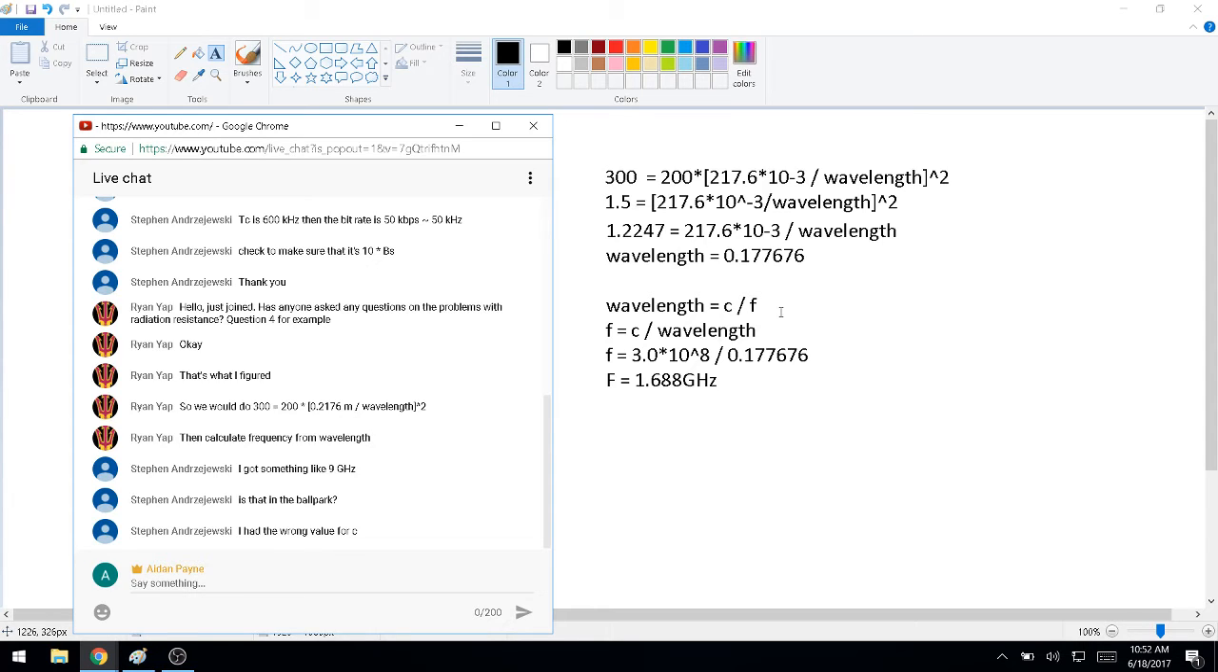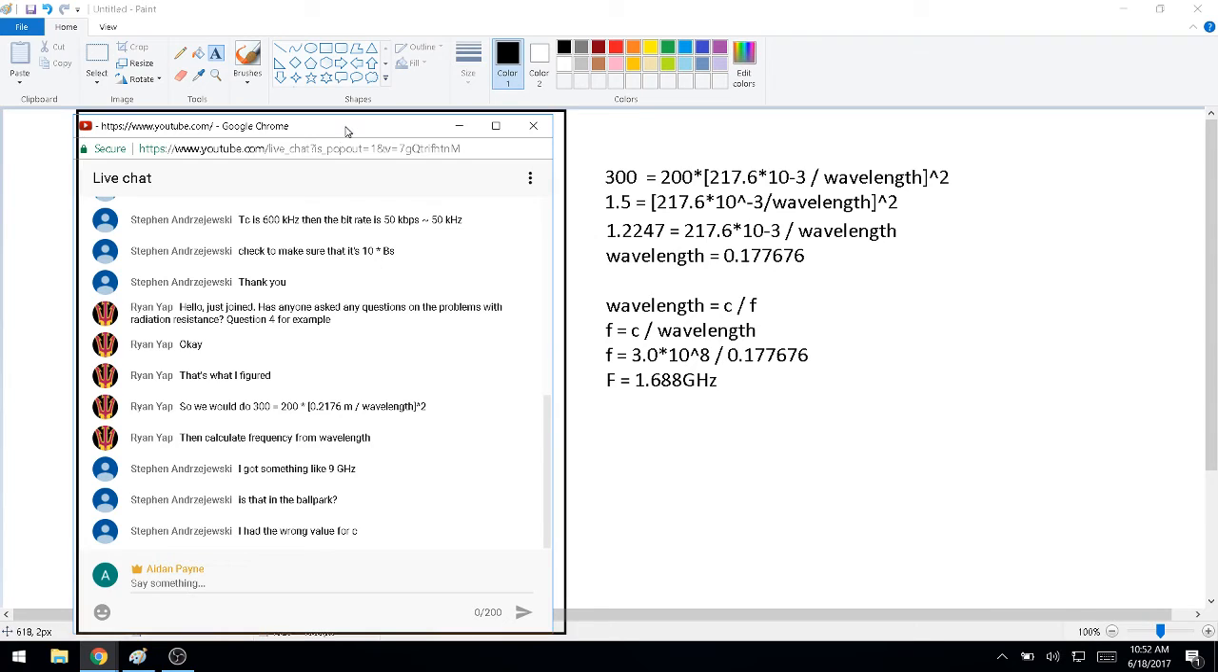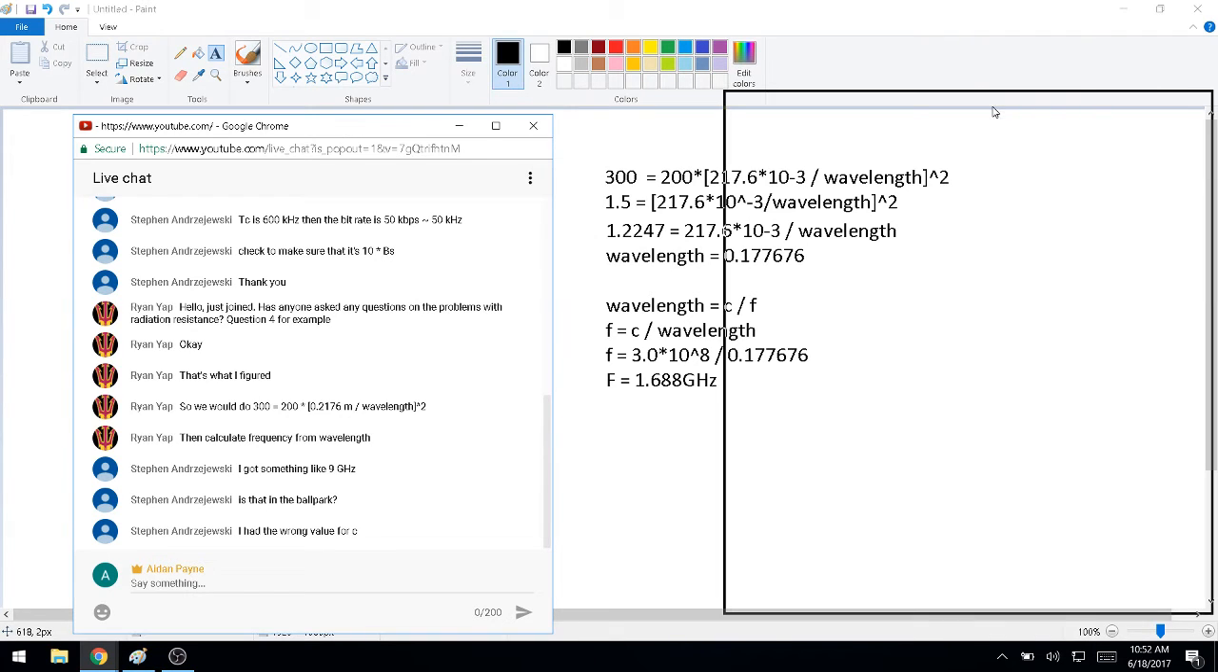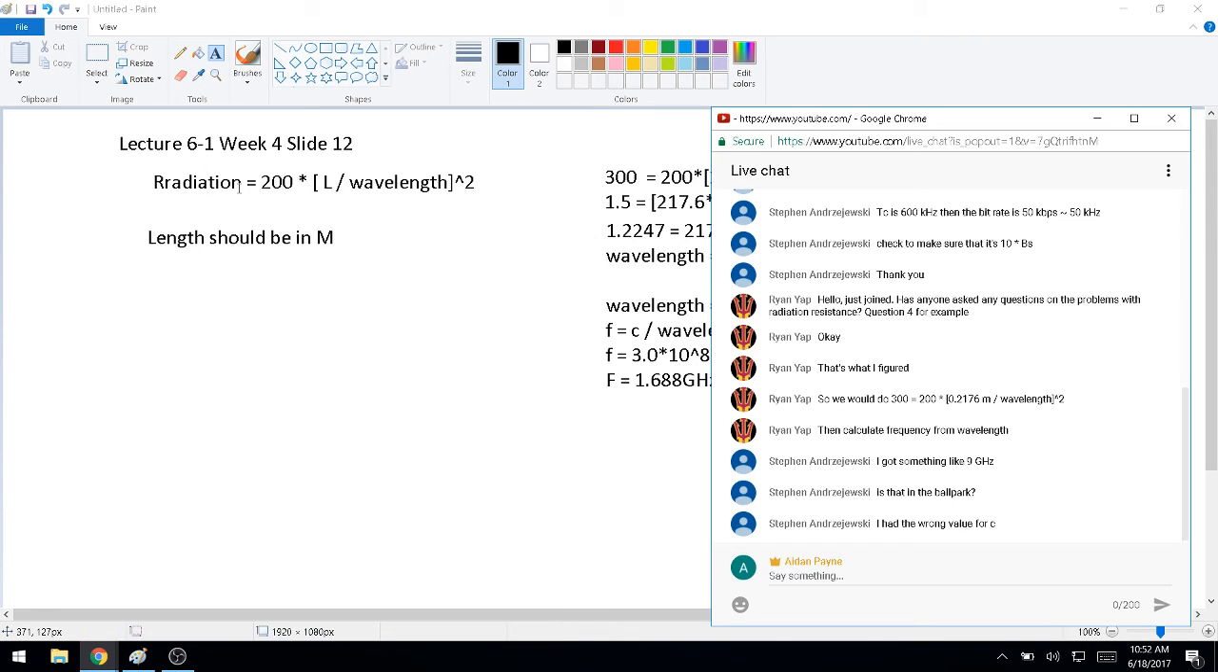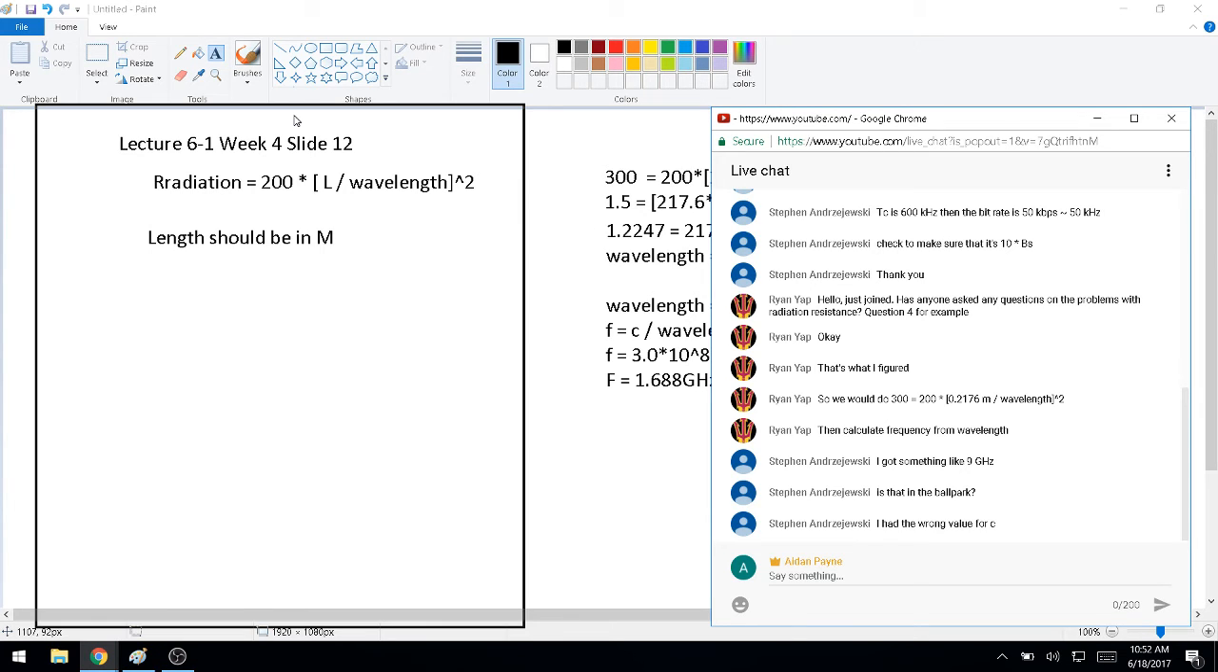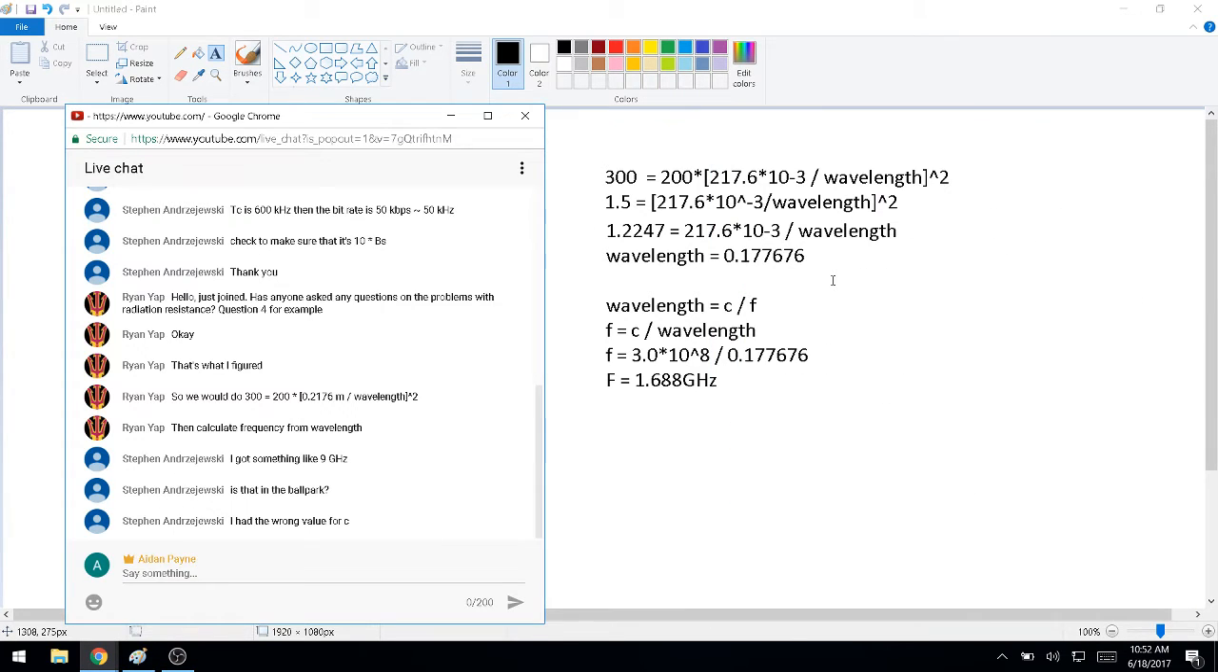And so again, this is based on the original short dipole antenna formula, which is R radiation equals 200 times length over wavelength, quantity squared. But we have to solve in a different order because we're asked for a frequency, and so we have to solve for our wavelength, and then we can convert wavelength to frequency based on the wavelength equals C over F relationship.